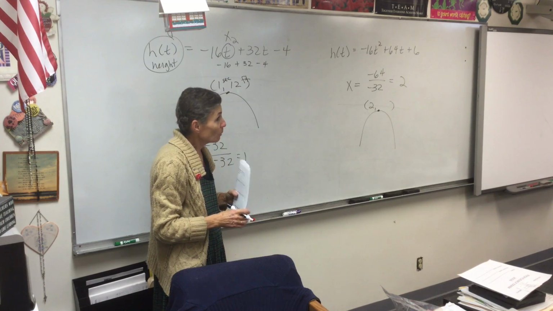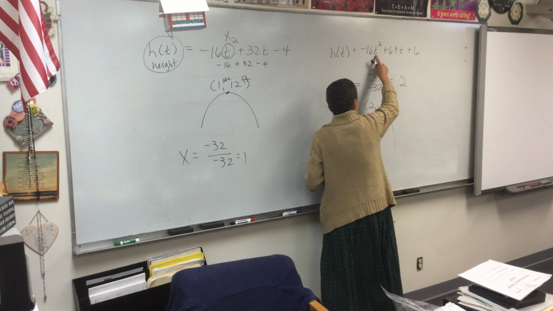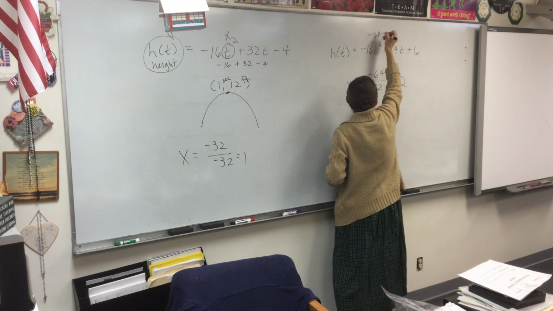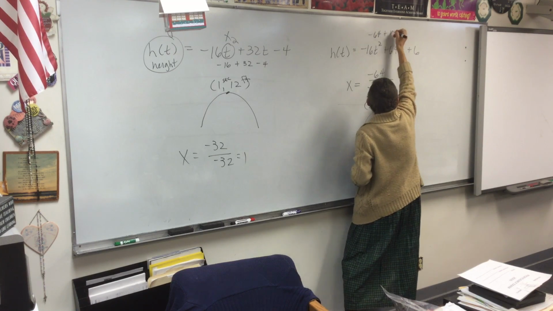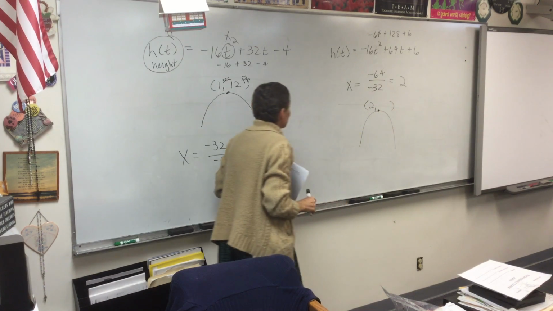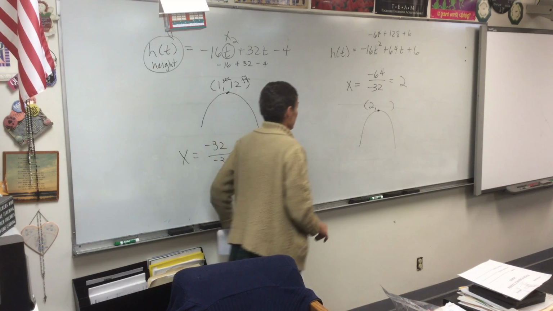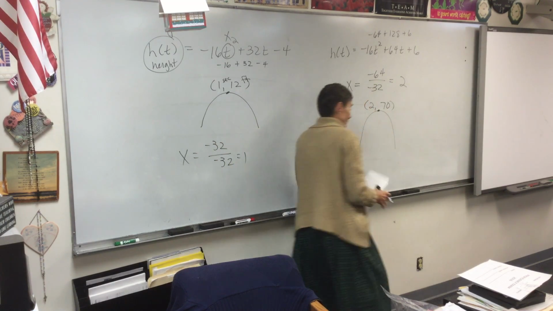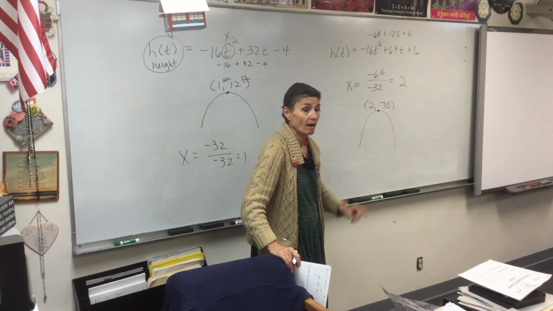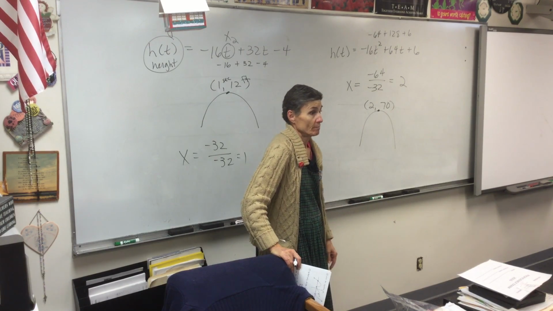And how do I get the comma what part? Plug in 2. 2 squared is 4, times negative 16 is negative 64, plus 128 plus 6. I'm plugging in 2. So what is that? 64 plus 6, 70. Find the maximum height of the ball. 70 feet.